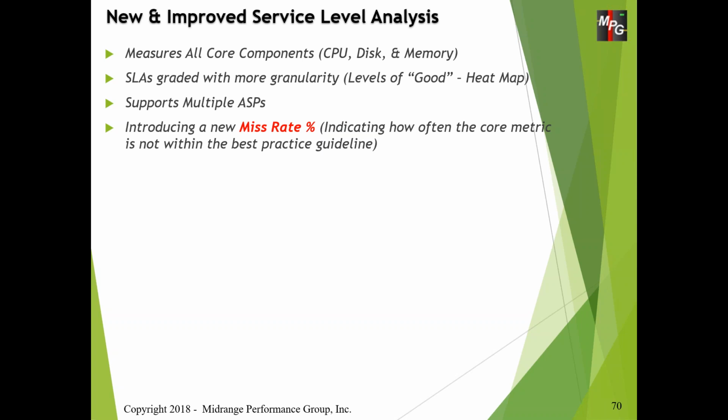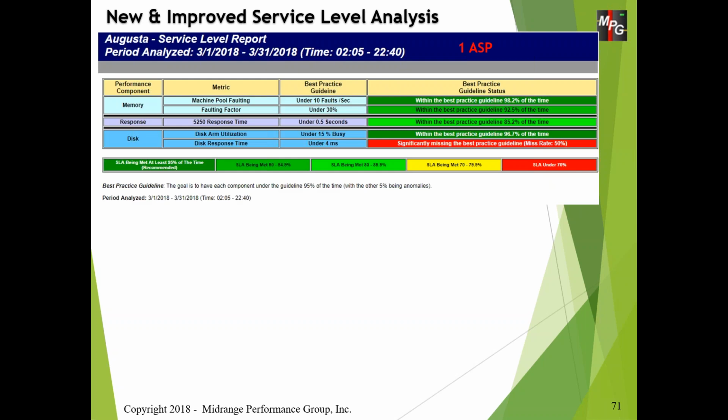We now support multiple ASPs. We didn't do that before. It was one ASP. And we're introducing a new concept called a miss rate percentage, which is just a fancy way to say how often are you not hitting your guideline. So the things stick out like a sore thumb. So watch how cool this is.